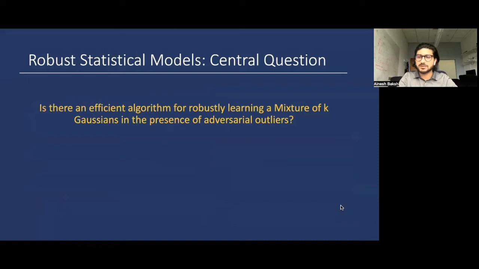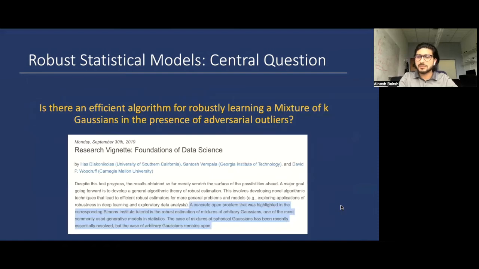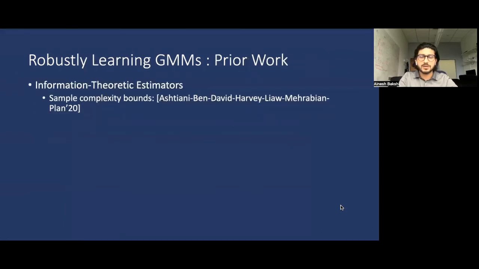This brings us to the central motivating question of our work, which is whether there exists an efficient algorithm for robustly learning a mixture of K Gaussians in the presence of adversarial outliers. This question has come up in several prior works on algorithmic robust statistics, and it also was highlighted as the central open question in the Foundations of Data Science program at the Simons Institute in fall 2018, where I first came across this problem. Okay, now let me briefly mention prior work on designing robust estimators for learning Gaussian mixtures.